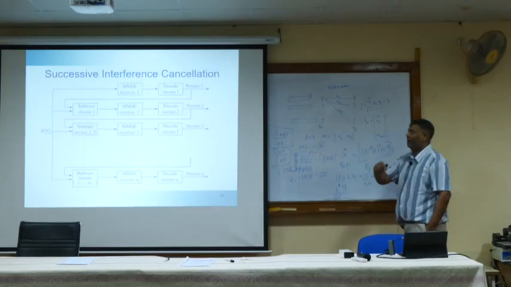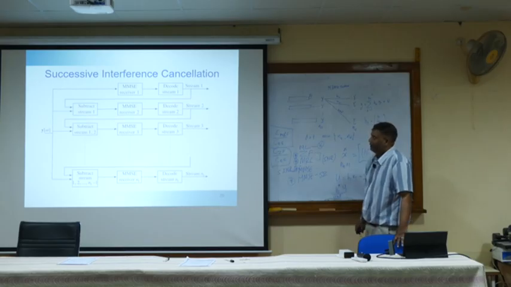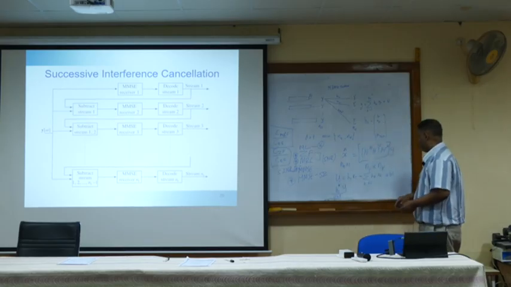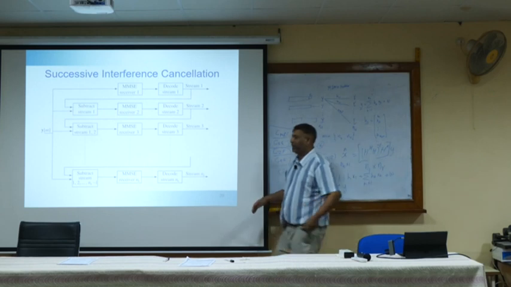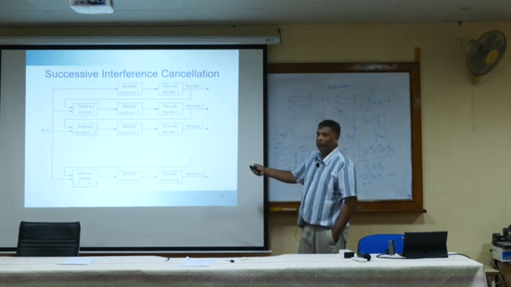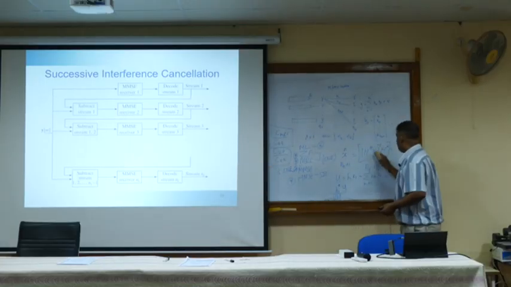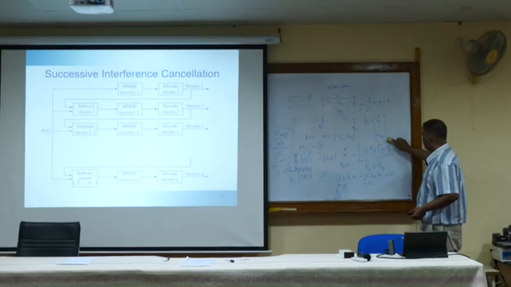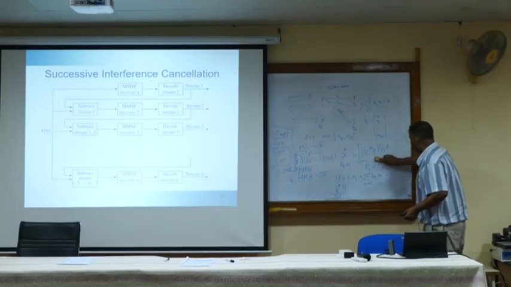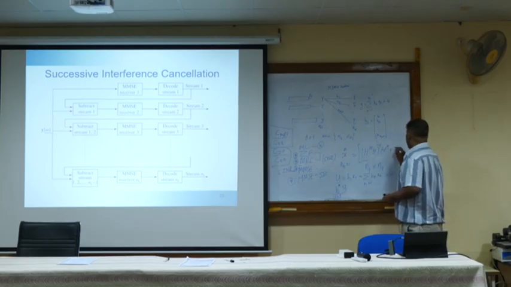This is the MMSE with SIC receiver. What this is doing is, you have the received signal here. The MMSE receiver equation is very similar to the zero forcing equation, and you will have some additional term here.